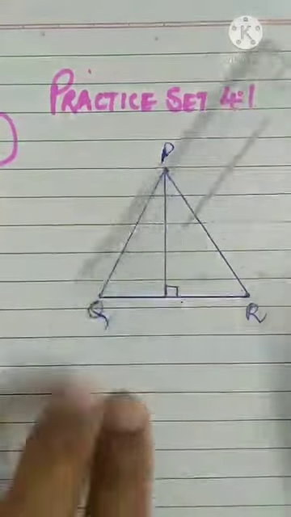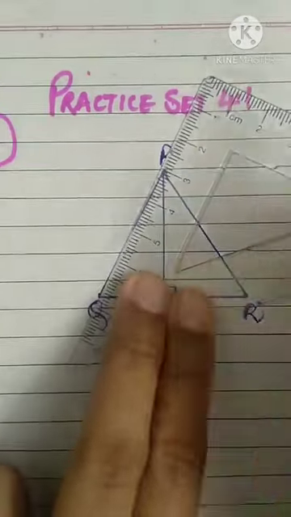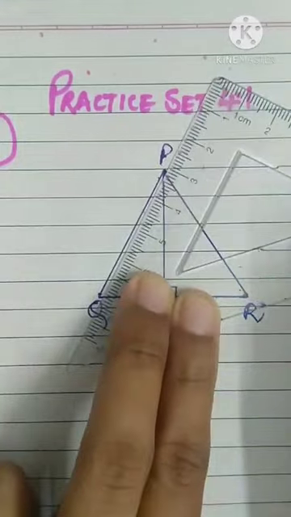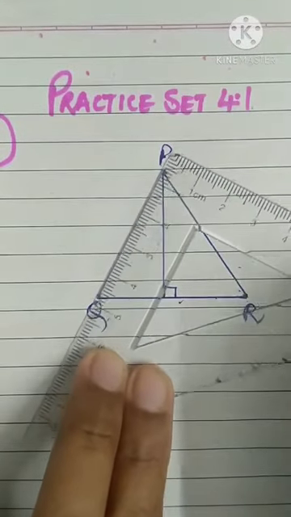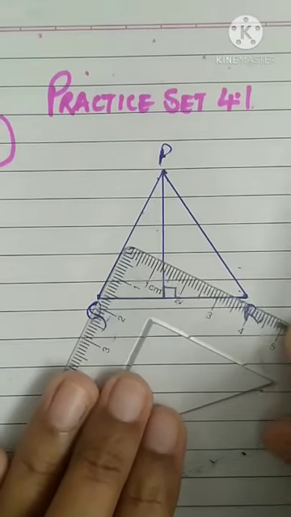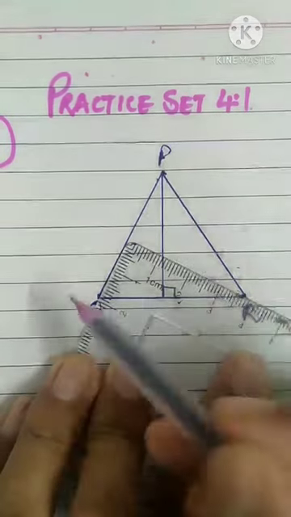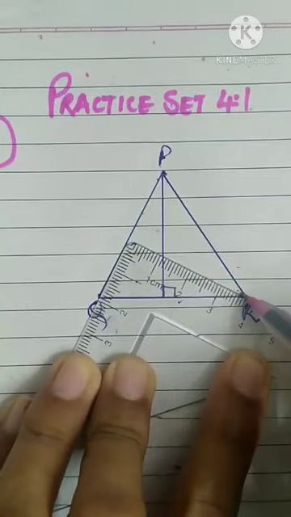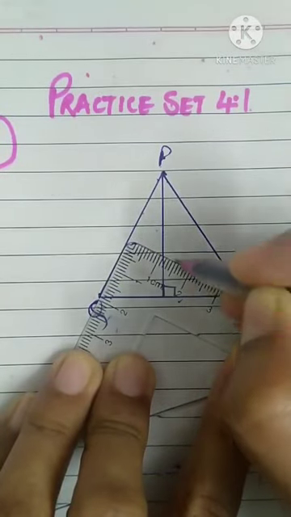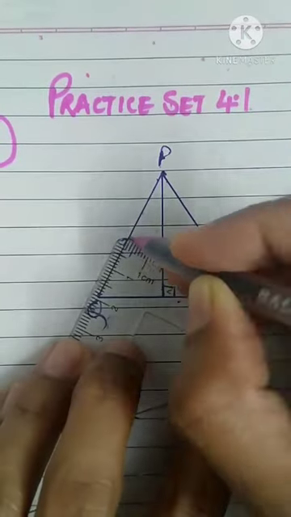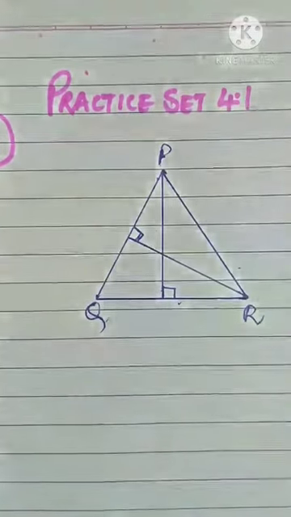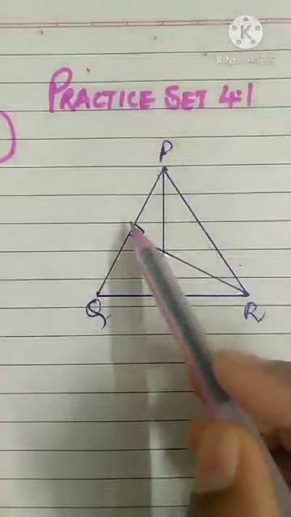See, I kept the base on PQ. Now this height should pass through the opposite vertex R. So slowly I will just go this way. Shift. Yes, too much of a shift. Come back. Now see, the base is on PQ and the height has just touched the vertex. To just touch, then only I'll be able to draw the altitude. Yes, we got our second altitude. Is it easy? Now this side altitude is also done.